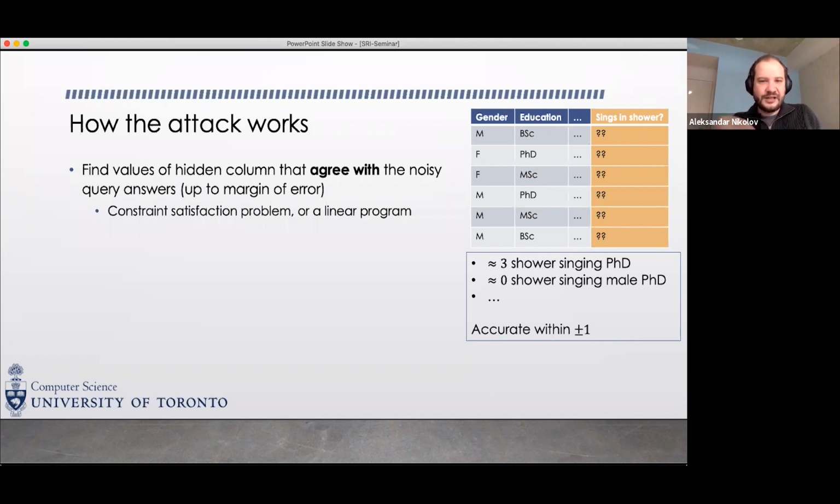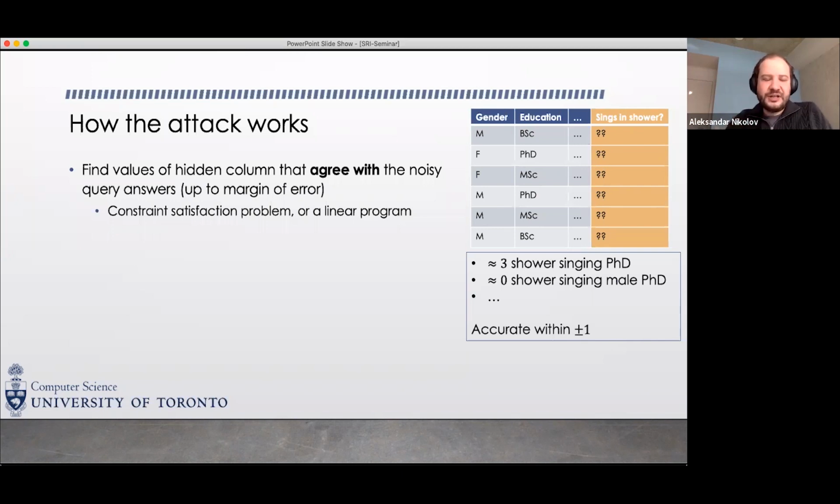What you do is you just try to find any setting of the values in this column that's consistent with these noisy answers up to the margin of error. So basically, as an attacker, you don't know these values, you just try to find any values that are consistent with what you've been told. Again, let's say you have some idea of what the margin of error is. Or if you don't know what it is, you just try to find the values for this shower singing attribute that give you answers to your queries that are as close as possible to the answers that you were actually given.